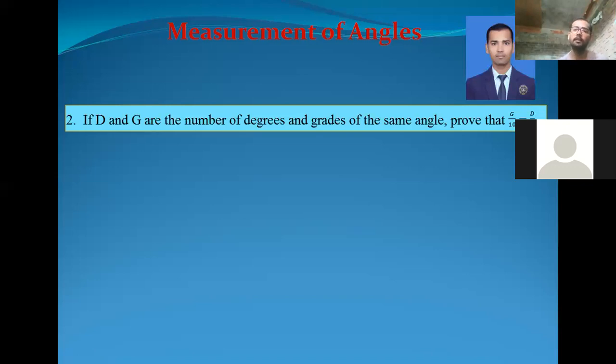As we have learned, if we have a right angle triangle, suppose one right angle is equal to 90 degree, it means what? One right angle is also equal to 100 grade.